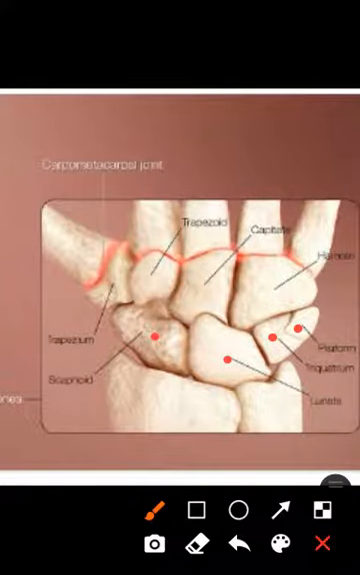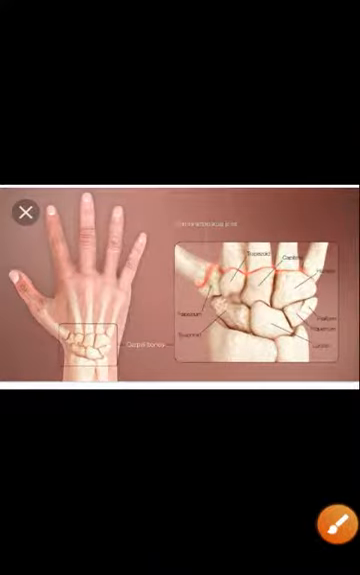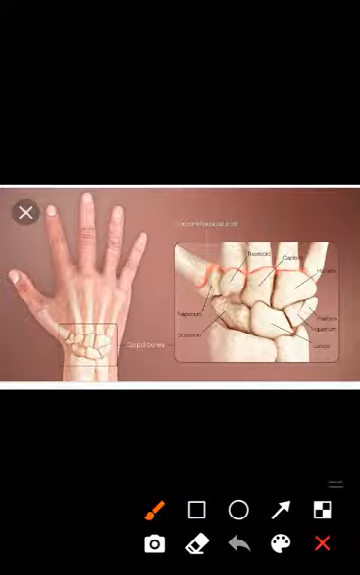triquetrum, on the anterior surface of the triquetrum, not the posterior. So this is the posterior view actually. So the pisiform is present on the anterior surface of the triquetrum. These are the four bones of the proximal row.